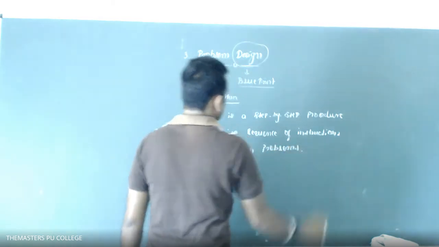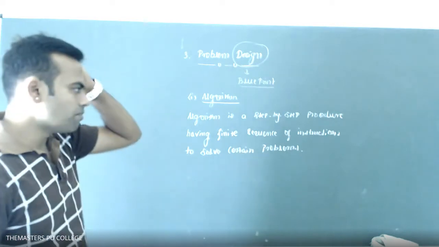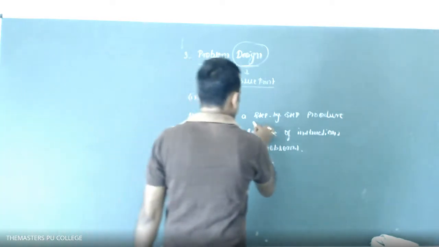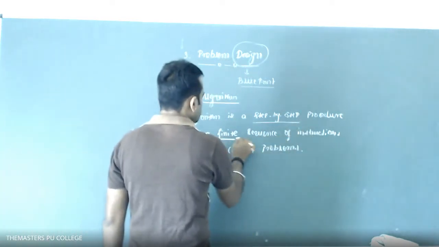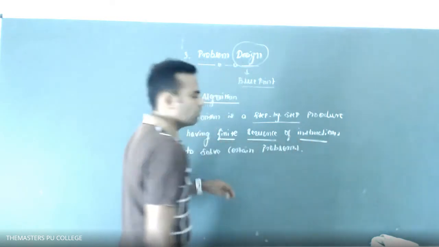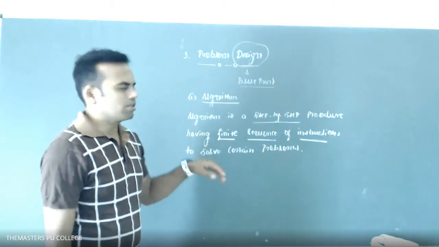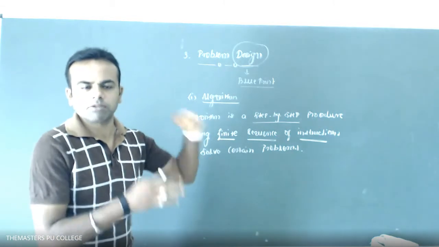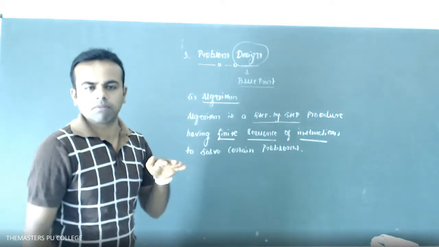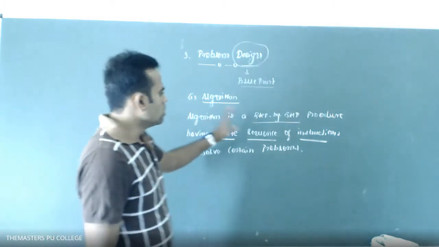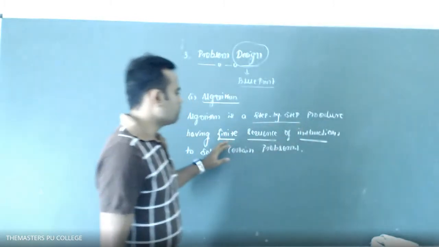Solve certain problems, right? An algorithm is a step-by-step procedure, a finite sequence of instructions. What do you mean by finite? Step-by-step: step number 1, 2, 3, up to step number n we can write. So a step-by-step procedure of a finite sequence.